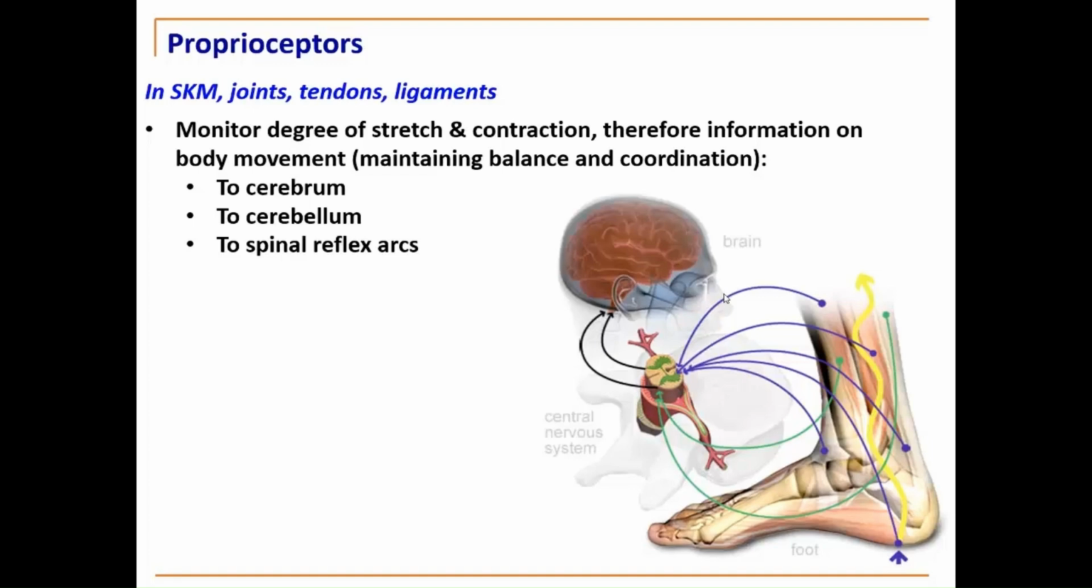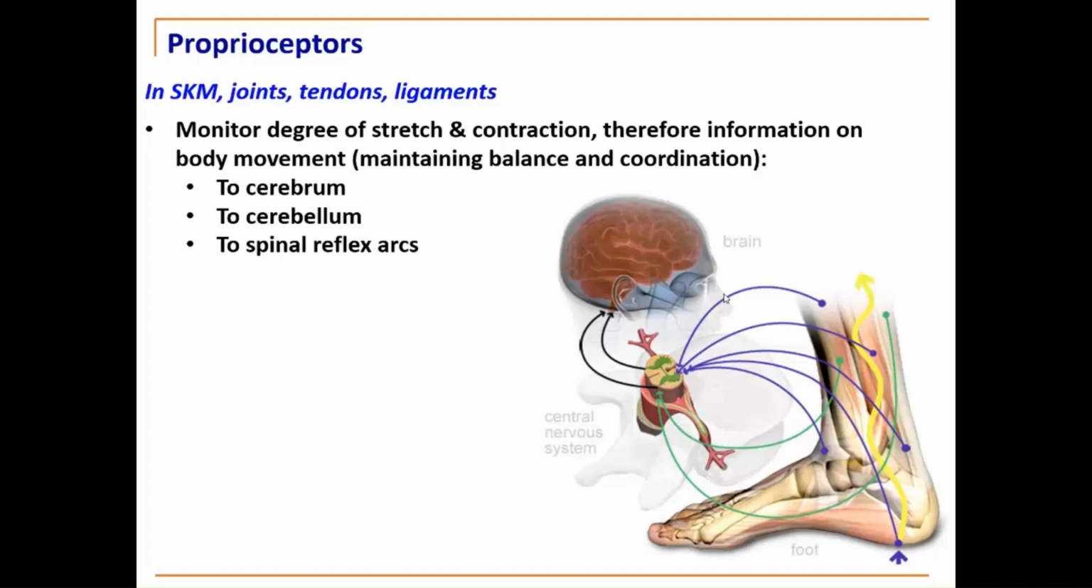And this proprioceptive information is sent up to the cerebrum. So you have conscious awareness, without looking, of where your joints are. You can close your eyes and go, oh, my foot is positioned at this angle, my arms are over here. So the cerebrum is telling you where your joints are.